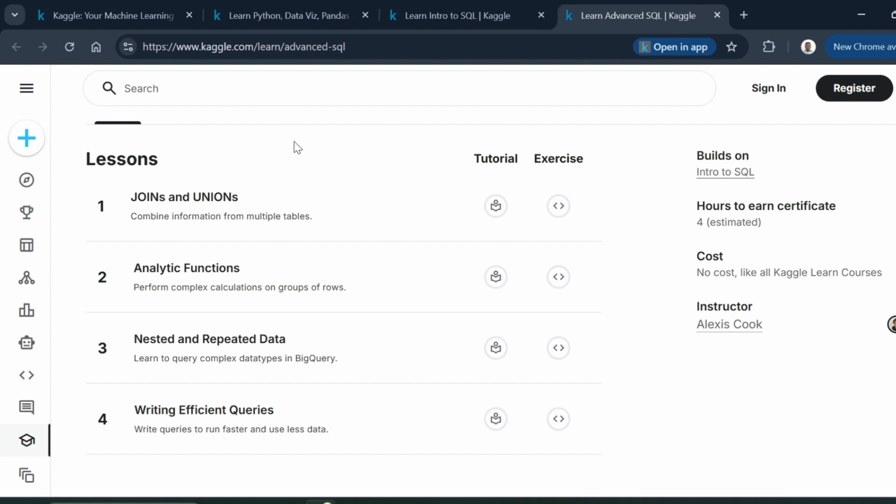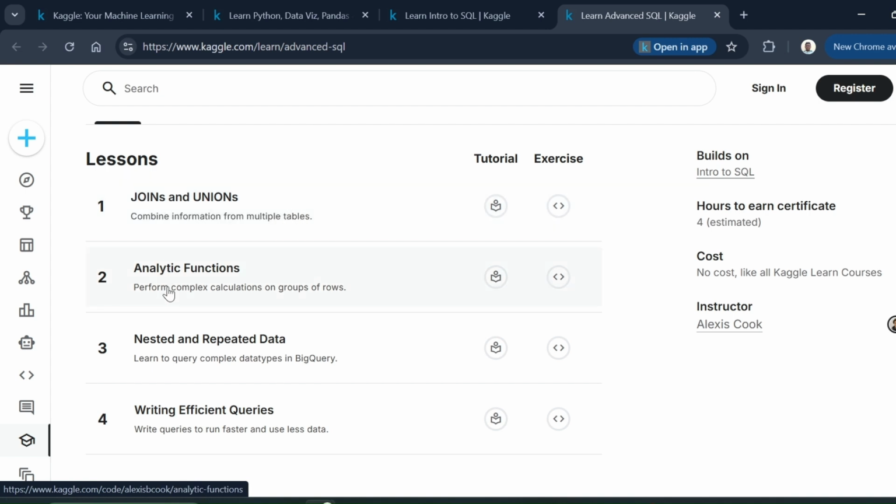Also, you will learn more about common table expression, and common table expression make your queries cleaner and more readable, especially when working with complex logic. And this is exactly the kind of thinking interviewers are looking for. So in the Advanced SQL course, there are 4 lessons, and each lesson is dedicated to one of the advanced concept in SQL. So the first lesson will be concentrating on join and union.